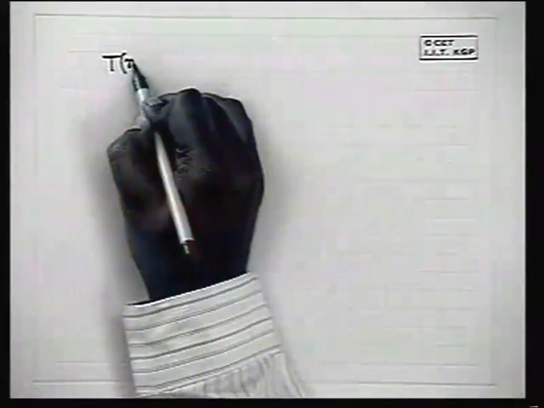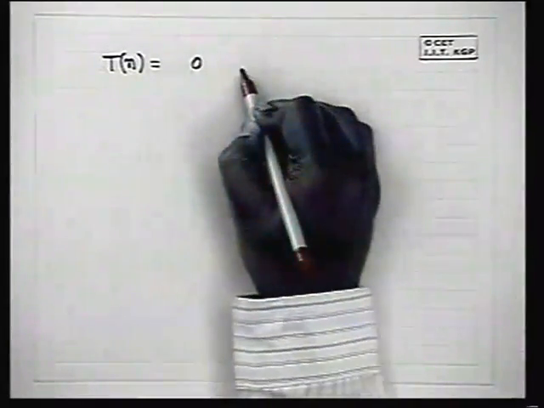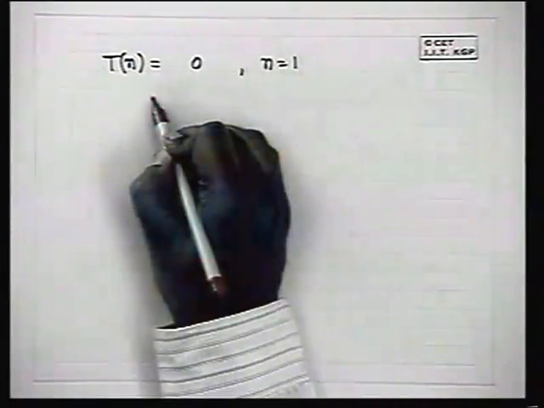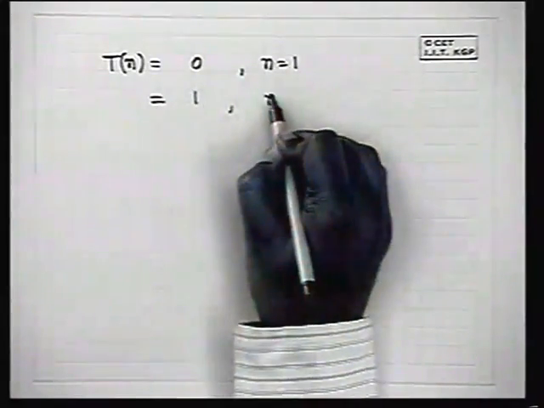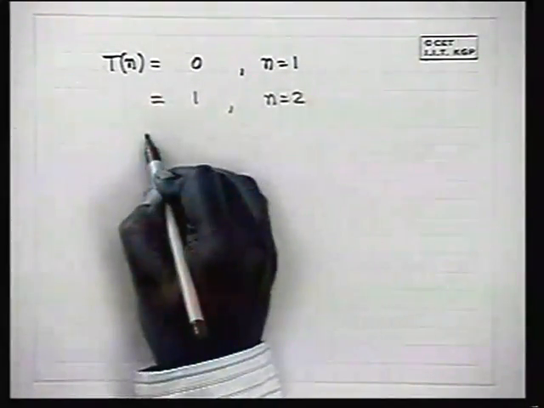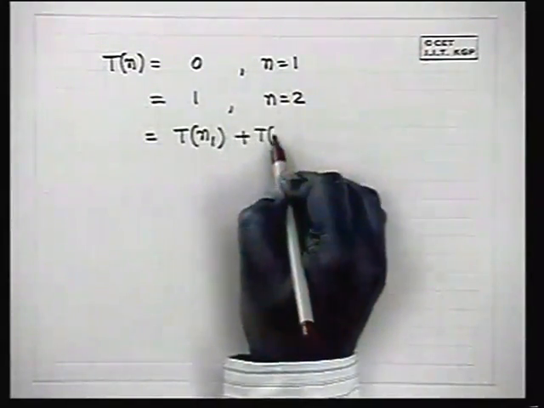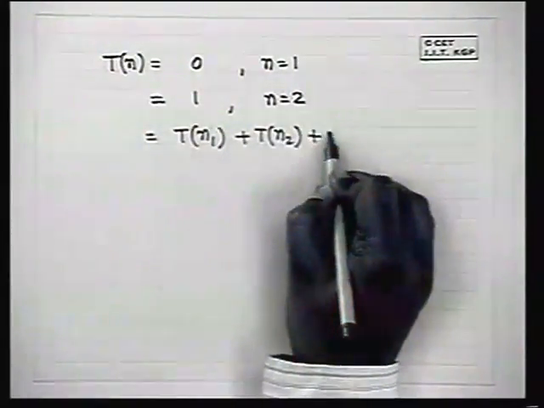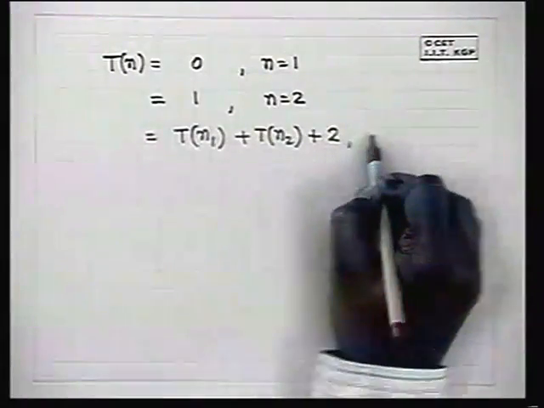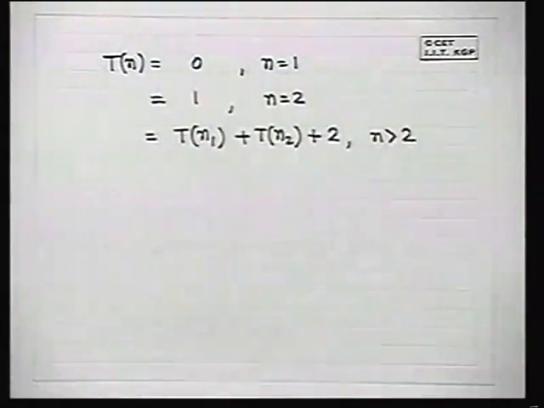So let us see what recurrence relation this gives us. This gives us T(n) equal to 0 if n is equal to 1, equal to 1 if n is equal to 2, and equal to T(n1) plus T(n2) plus 2 for n greater than 2. Alright.